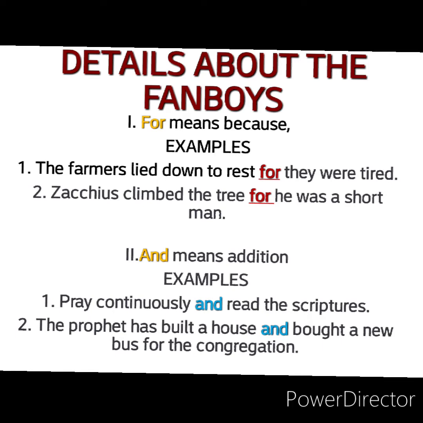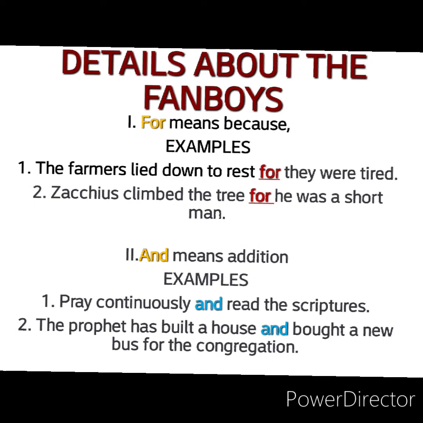Hope it is clear. The second example says, Zacchaeus climbed the tree, for he was a short man. So in other words, Zacchaeus climbed the tree because he was a short man. So the coordinator "for" is joining these two sentences together. The farmers lay down to rest, that is the first sentence. They were tired, it's also another sentence. So we have these two sentences being joined together by a coordinator, that is the "for".